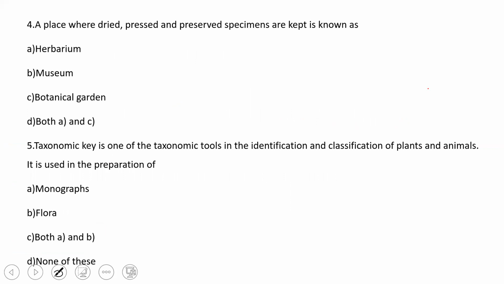A place where dried, pressed and preserved specimens are kept is known as. We all know that a place where dried, pressed and preserved specimens are kept is called a herbarium, right? Herbarium is a place, it is a storehouse. It is a storehouse of what? It is a storehouse of a collection of plant specimens which are dried, pressed and preserved. So it is option A.